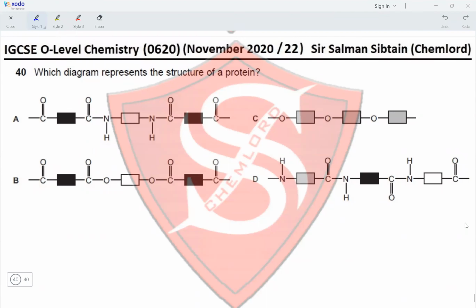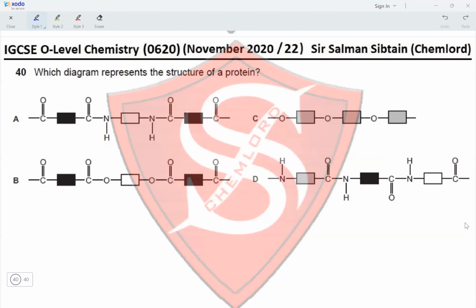Question 40. Which diagram represents the structure of a protein? So the structure of a protein would have different monomers having an amide bond between them. And another thing that should be noted is that the monomers that we would see in the polymer would have a C double bond O on one end and an NH on the other end, because the monomers of proteins are amino acids, and amino acids have both the amino group and the carboxylic acid group on them.